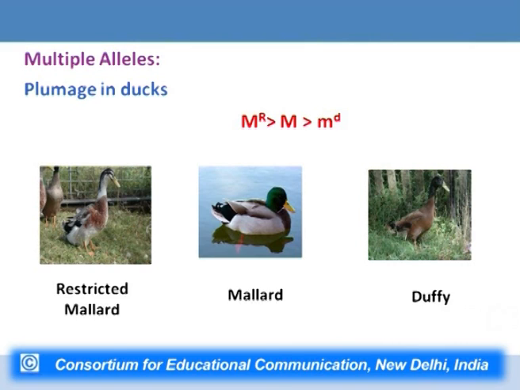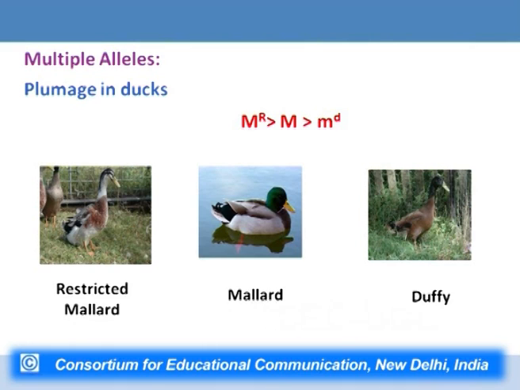Another common example of multiple allelism can be seen in ducks. It is seen in plumage in ducks, that is the wings, the feathers of ducks. For this particular locus, the coloring of the feathers is controlled by three alleles, namely MR, M and MD. MR is dominant in relation to M, which is dominant in relation to MD.